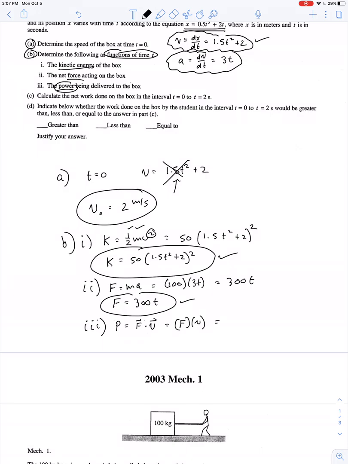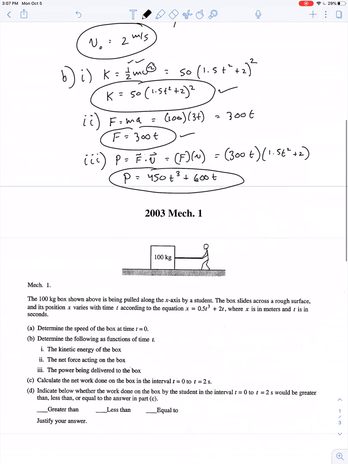Well, let's see. We just found the force in the previous example. That's 300t. And velocity, we have here, 1.5t squared plus 2. So if we multiply that out, instantaneous power is 450t cubed plus 600t.